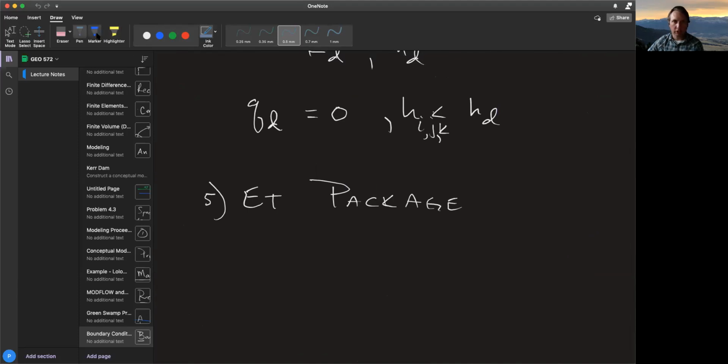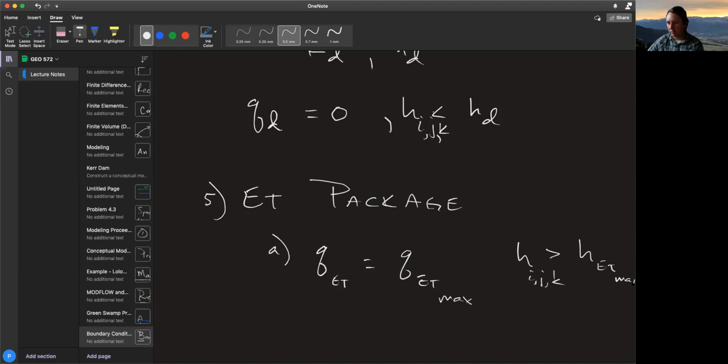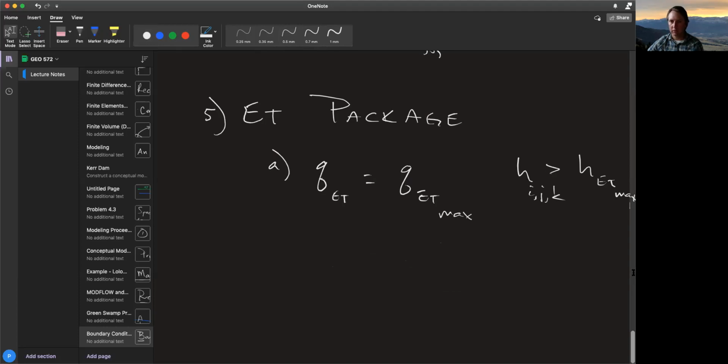So the ET package says that the flux from ET is equal to the maximum flux, ET max, when my head, I, J, K, near the domain is greater than some head that we define for ET max. This is basically the level at which all the roots are inundated and we have maxed out our ET rate.